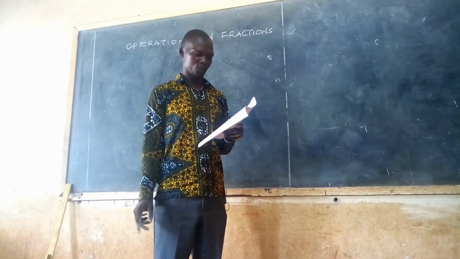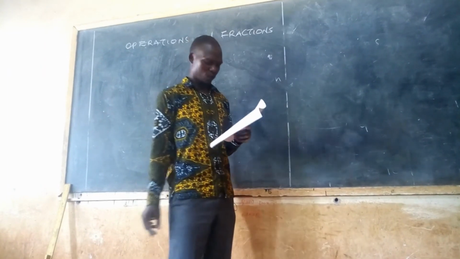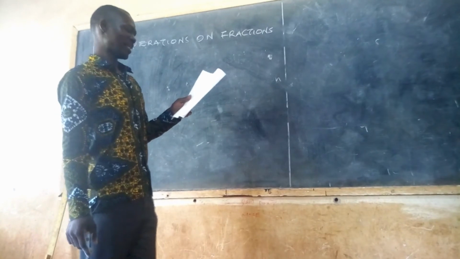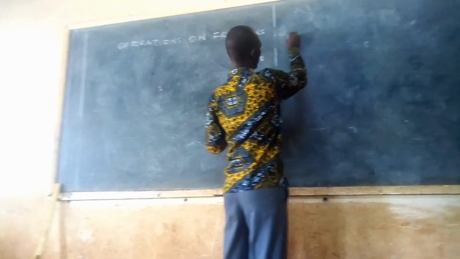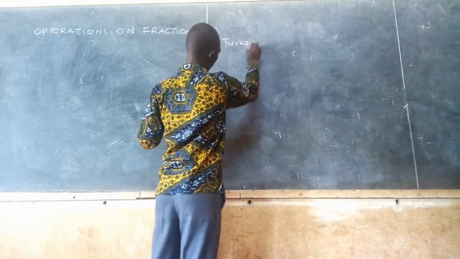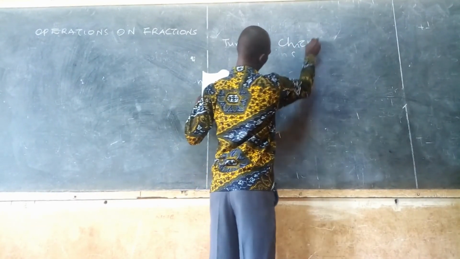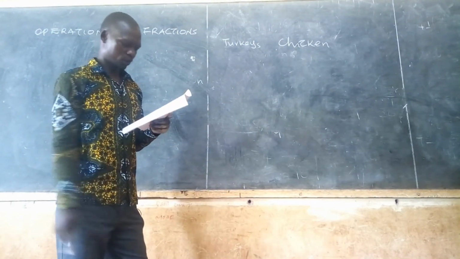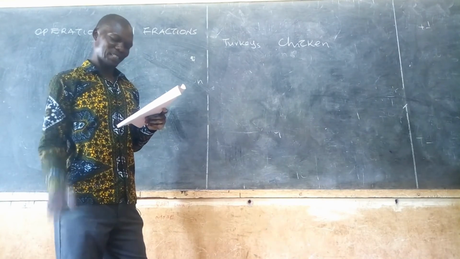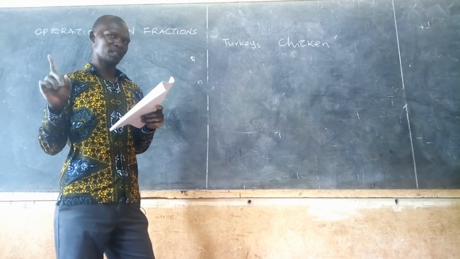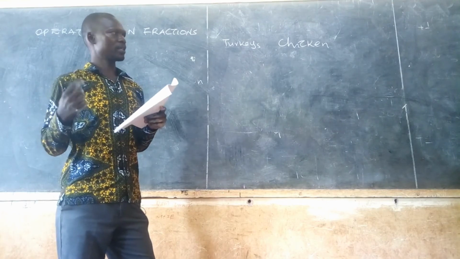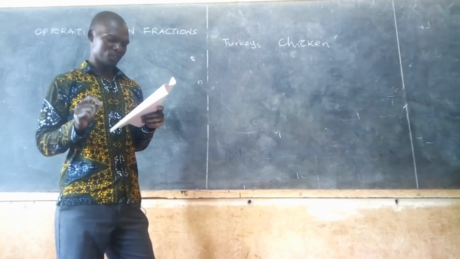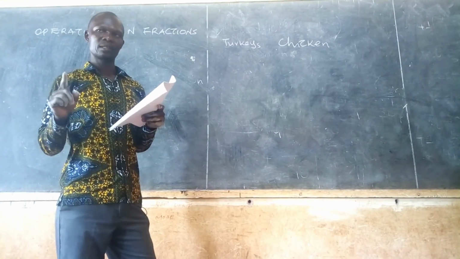What problem in fraction is this? There is somebody here called Mr. Sudi. So the person is saying Mr. Sudi keeps turkeys and chicken. We have turkeys and chicken. What I love about mathematics is you just write down what you've been told. The number of turkeys exceed the number of chicken by 6. The word exceed means more than.